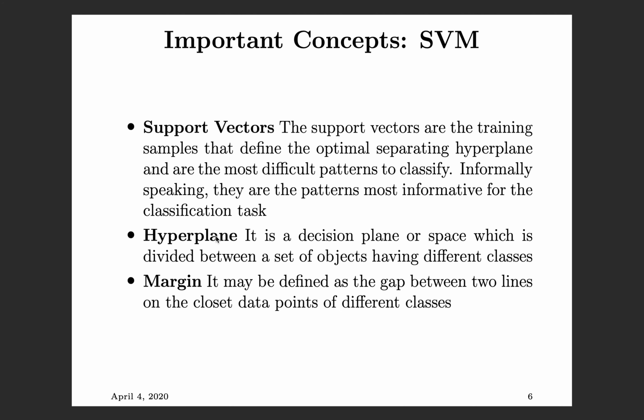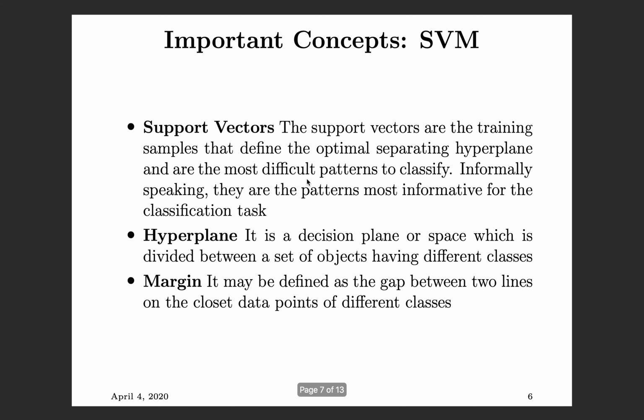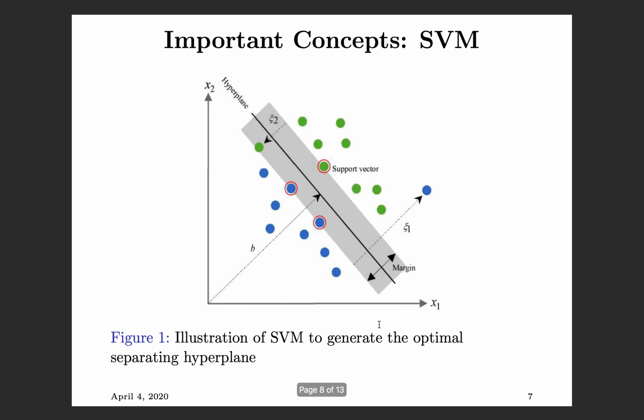Next, hyperplane. It is a decision plane or space which divides a set of objects having different classes. See, this is the hyperplane. We can say that it is dividing the two classes in the best manner. And margin may be defined as the gap between two lines on the closest data points of different classes. See, this is the margin. With the help of support vectors, we have found the margin. This figure illustrates how the optimal separating hyperplane is found.